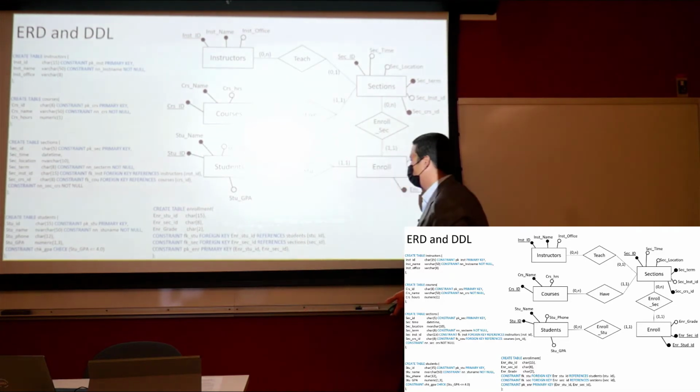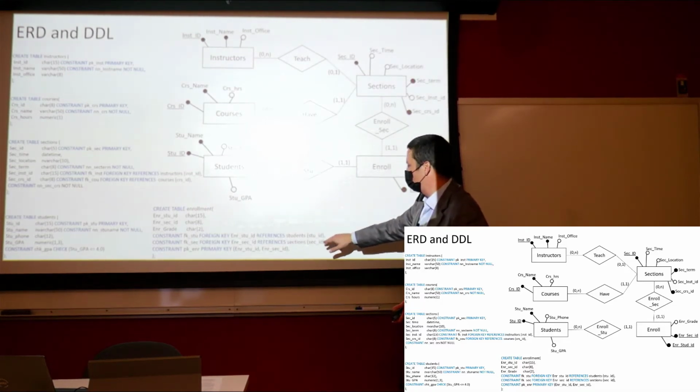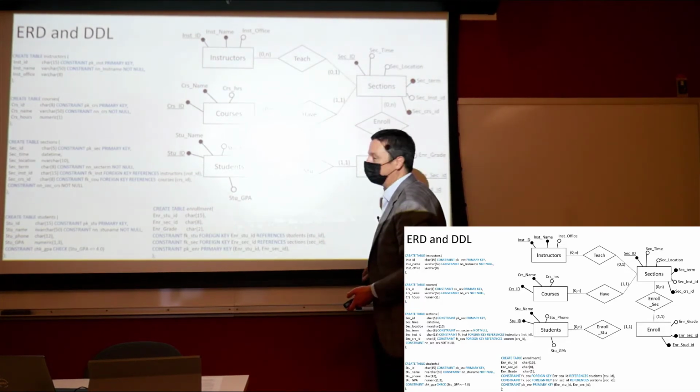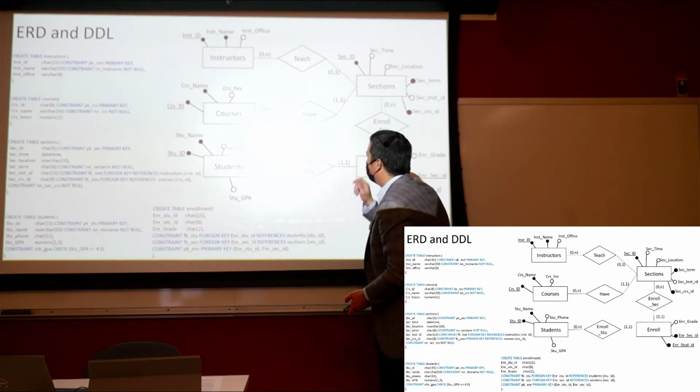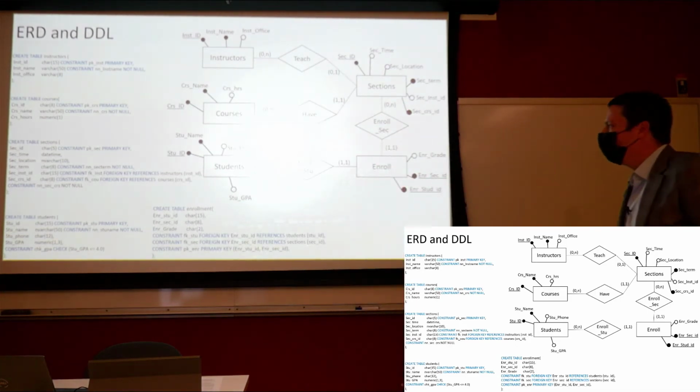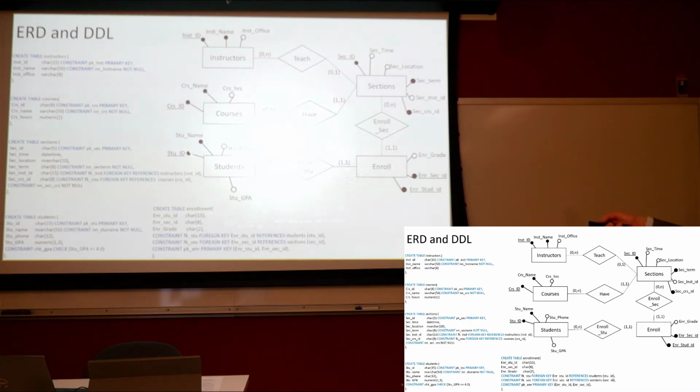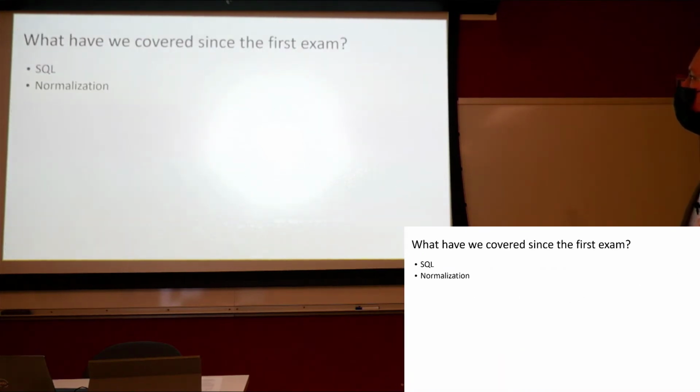Same thing here in our enrollment table. We have two relationships between enrollment and students and enrollment and sections, right? So hopefully, we all feel like we could look at an ERD like this and generate this data definition language code, or we could look at DDL like this and draw an ERD that looks like this. So that's what we did up to exam 1.